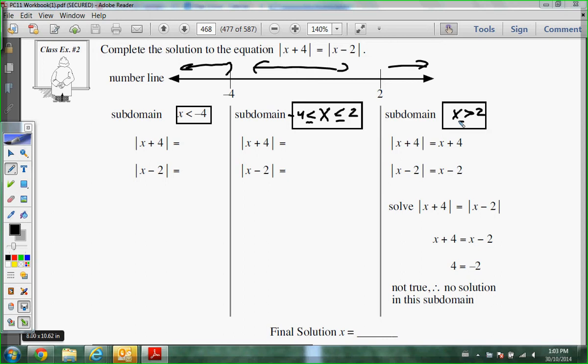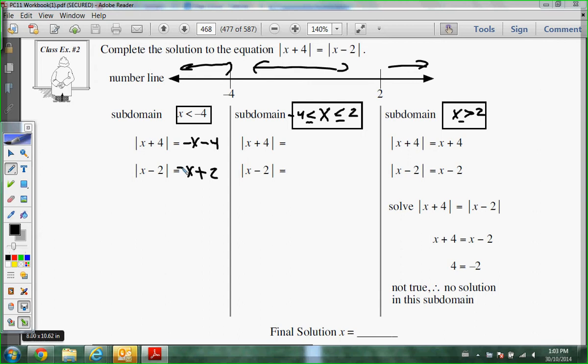Left of negative 4, I want what in terms of these two? I want the negative of both of them, right? I want the opposite of both of them. So I want negative x minus 4, x plus 2, or negative x plus 2. Does that make sense? Somewhat. Okay, so I want the opposites because I'm to the left. So now we plug it in to the original and we solve.